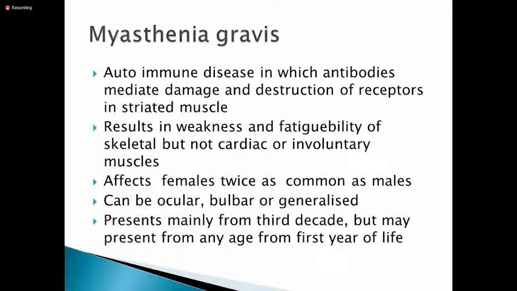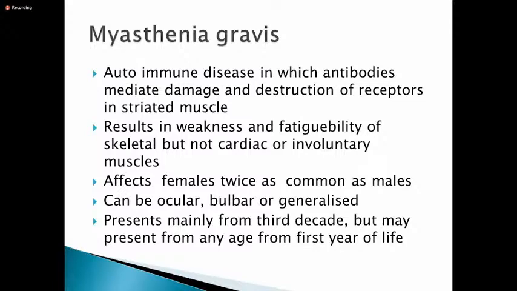In passing, I'll mention myasthenia gravis. This is a common autoimmune disease, in which antibodies mediate damage and destruction of the receptors of the striated muscles. It is usually a systemic disease, but most cases start with the eyelid. It starts with ptosis because, among all the skeletal muscles, the most active is the eyelid, because of blinking every few seconds. Even the extraocular muscles are very busy, so squint and strabismus, which is variable, is also one of the early presentations of myasthenia gravis.